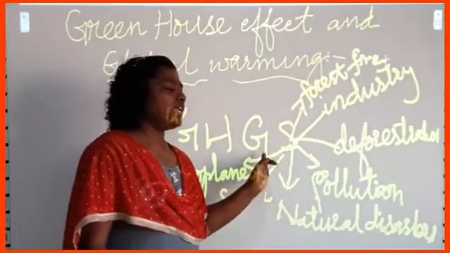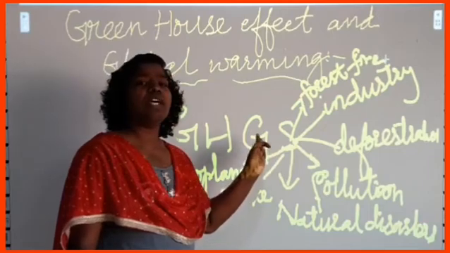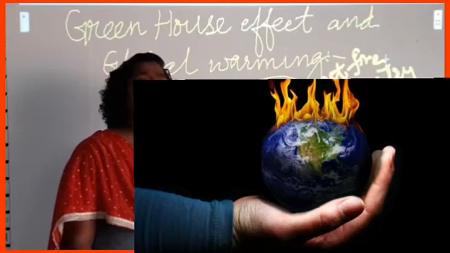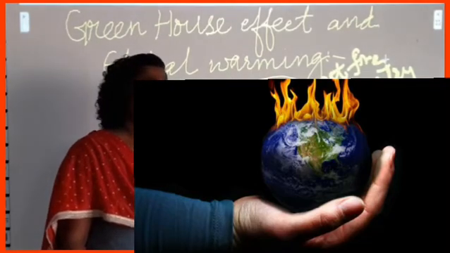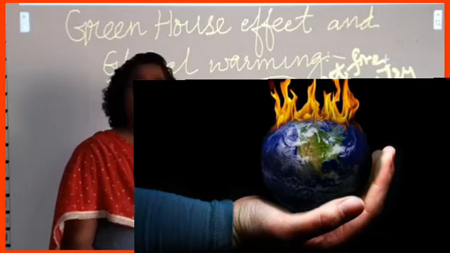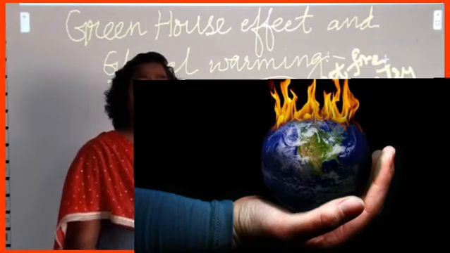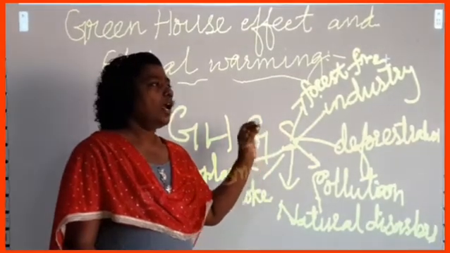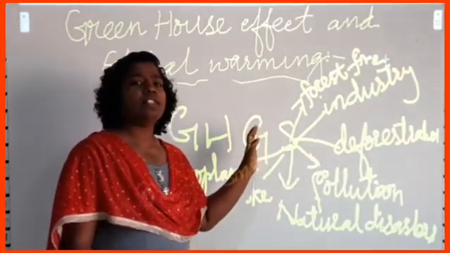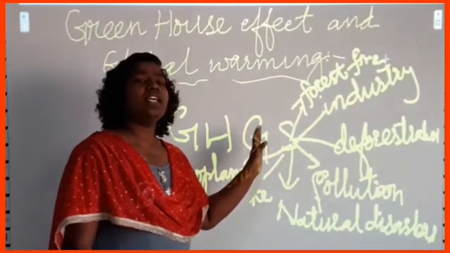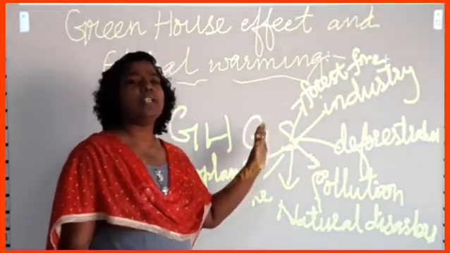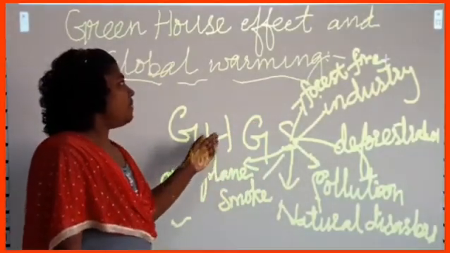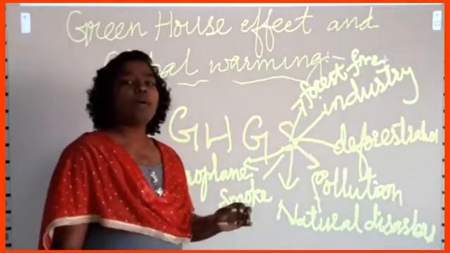Now, what happens because of the increase of greenhouse gases? The greenhouse gases make the earth warmer. So if the greenhouse gases increase, automatically the temperature of the earth will increase. And what happens because of the temperature increase? It may affect the earth in different ways. We'll see now what global warming is.